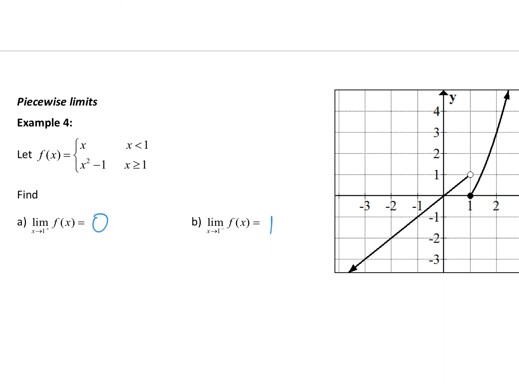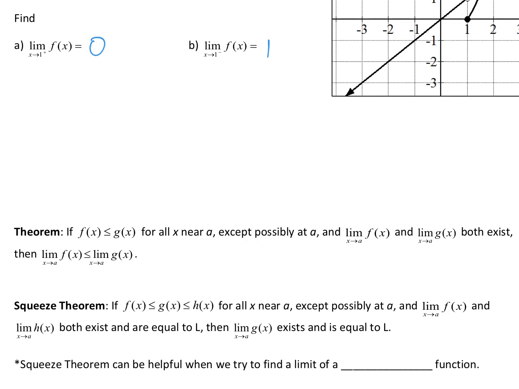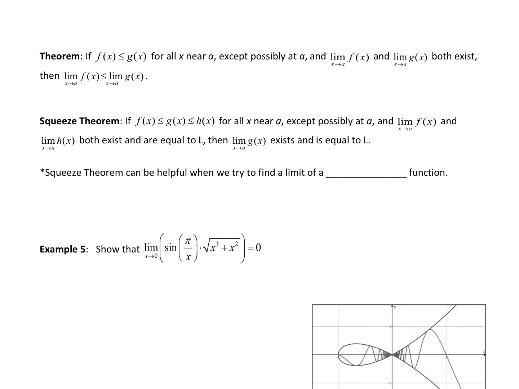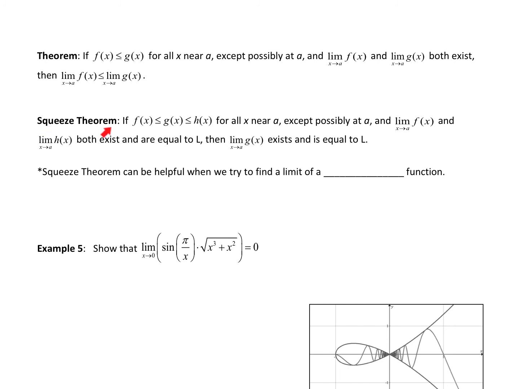All right. We have one last theorem here. It's called the squeeze theorem. The previous theorem says if one function is bigger than or equal to the other function, then the limit of the small function is less than or equal to the limit of the big function. The squeeze theorem utilizes that fact. So we have three functions, f, g, and h, where f is the smallest function, g is the middle function, and h is the highest function.